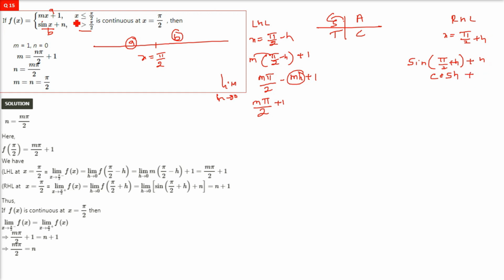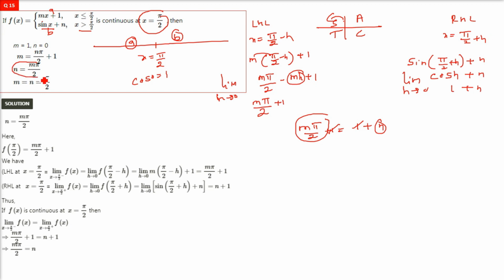So cos h plus n, now apply the limit here also. When h tends to 0, cos 0 is 1, so this is 1 plus n. So we are going to equate the left hand limit and right hand limit at x equals pi by 2. So m pi by 2 plus 1 is equal to 1 plus n. 1 gets cancelled, m pi by 2 is equal to n. You get m pi by 2 equals n, and this is the correct option.